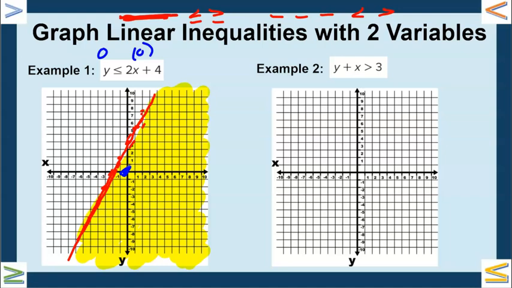Example 2. Here I have y plus x is greater than 3. I need to get y by itself, so I'm going to subtract x on both sides. And now I have y is greater than negative x plus 3. So I'm going to put a point at 3 on the y-axis. I have a slope of negative 1, so down 1 over 1. So the line's going to look something like here. Since it doesn't have the bar underneath, it can't equal that line, so I'm just going to use a dashed line.